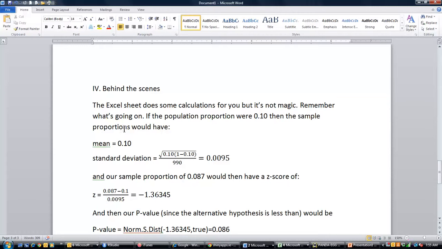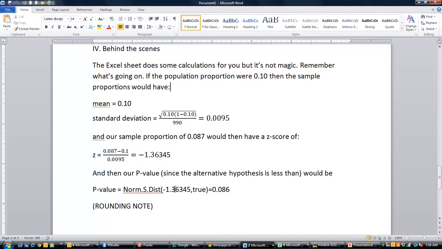So remember what's going on behind the scenes. The Excel sheet is doing some calculations for you, but it's not magic. If the population proportion were 0.10, then by our sampling distribution theory, the sample proportions would have mean 0.10, standard deviation square root of 0.10 times 1 minus 0.10 over 990, or 0.0095. And our sample proportion would then have a z-score of negative 1.36345. To get our p-value, we use NORM.S.DIST, and there's our p-value of 0.086.